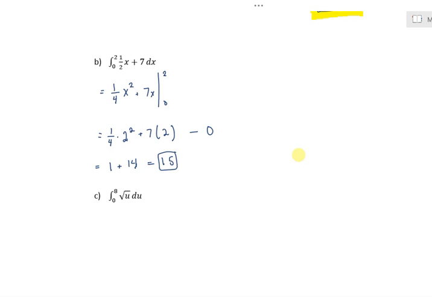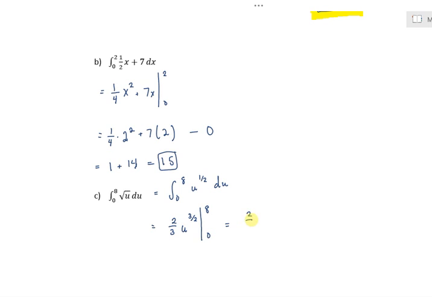Okay, square root of u. Remember, square root is the same as u to the 1/2. So we add 1, we get u to the 3/2, and we divide by 3/2, which is the same as multiplying by 2/3. Then we're taking that from 8 to 0. We're really going from 0 to 8. I keep reading the numbers backwards, but we plug the 8 in first.